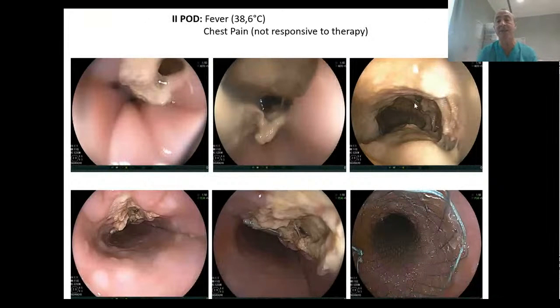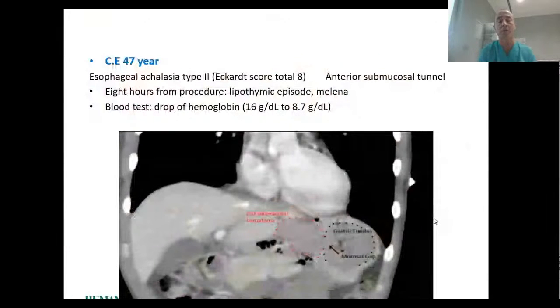I see here, this is the tunnel. So the tunnel was totally infected. I cleaned the tunnel. I washed it entirely. I put a pleural tube, and afterwards I placed an esophageal fully covered metal stent, large size, to try to compress the tunnel. He did extremely well, was discharged again in 1 week. We removed the stent in 2 weeks.